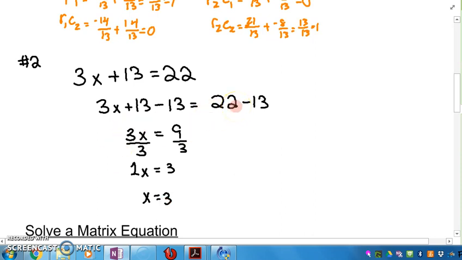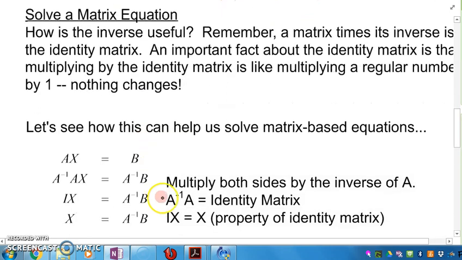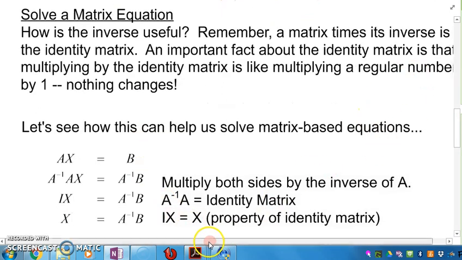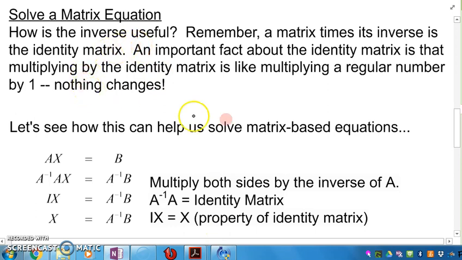So now, what we're going to do is, this here, dividing by 3 to become 1, is how we're going to use the inverse. So let's scroll down. So how is the inverse useful? So remember, as we did the last time we met, a matrix times its inverse is the identity matrix. This is important because the identity matrix is like multiplying regular numbers by 1. You get itself, or nothing changes.